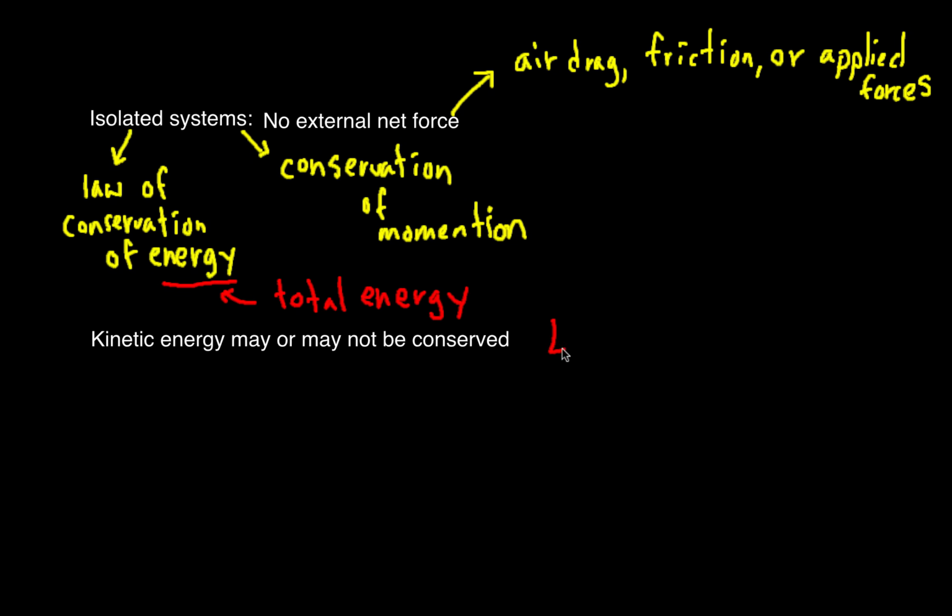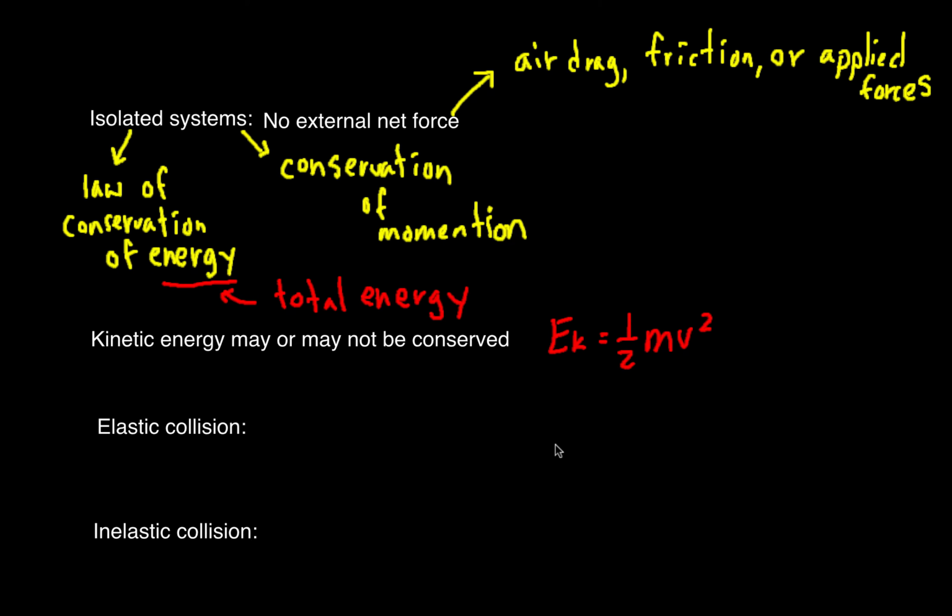The kinetic energy is given by the formula EK equals 1/2 mv squared. And while the total energy, which includes in some part kinetic energy, is the same before and after a collision, the total kinetic energy isn't necessarily conserved. There are two kinds of collisions: elastic collisions and inelastic collisions.